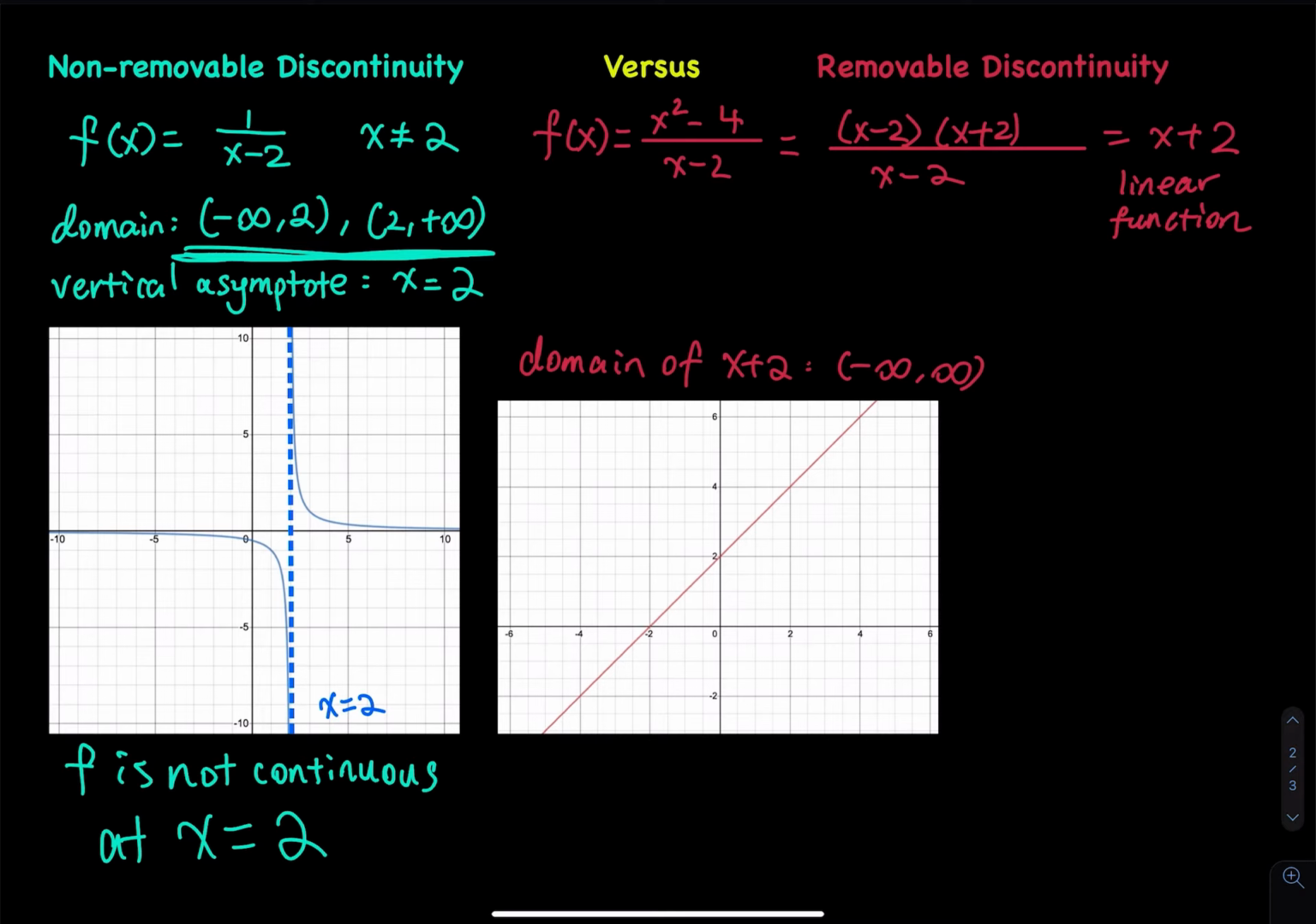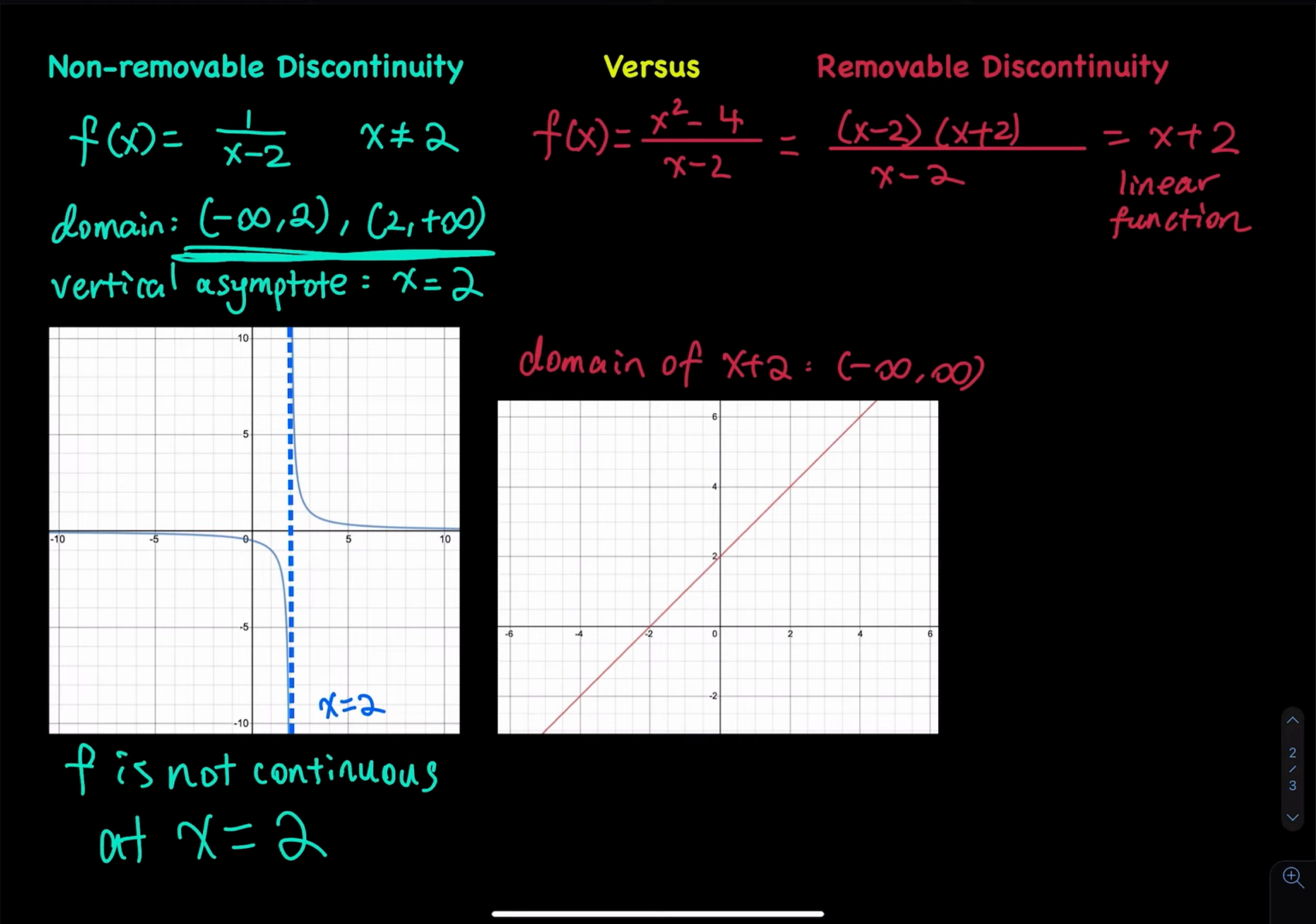From negative infinity to 2, you can pick anything you want. From 2 or above, you can pick anything you want. So this x equals 2 is a vertical asymptote. We say that the function is not continuous at x equals 2, and I will explain the non-removable after I explain the next problem.